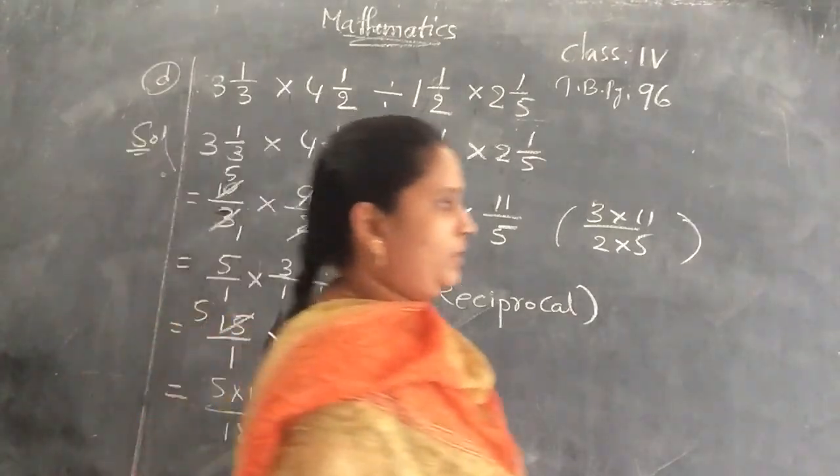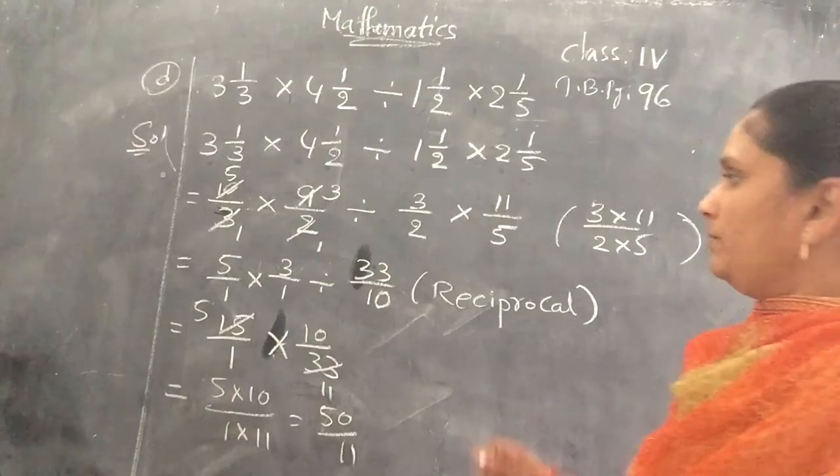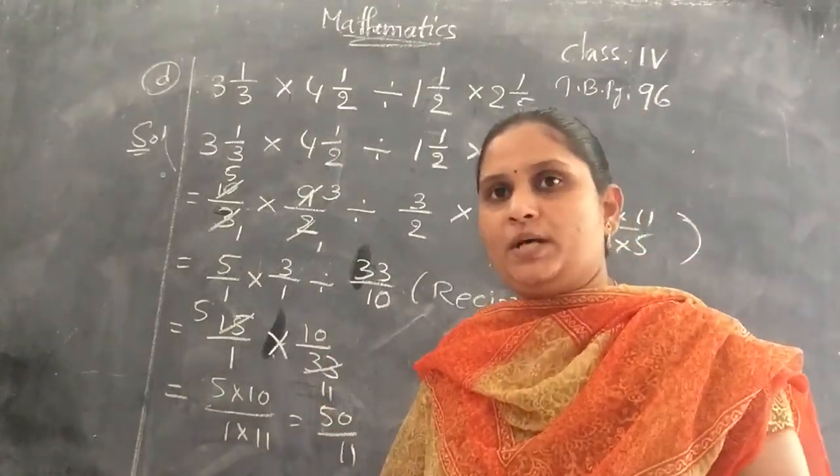Okay, so like that you can do the simplification of the remaining sums. B and C, these two are homework.